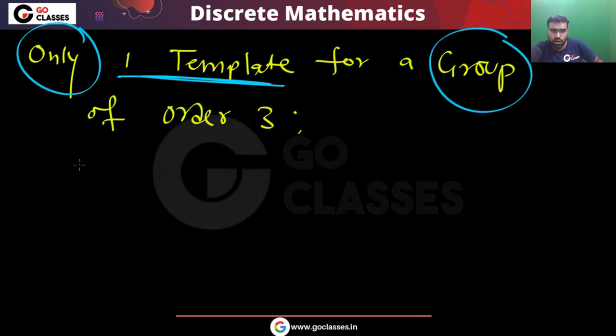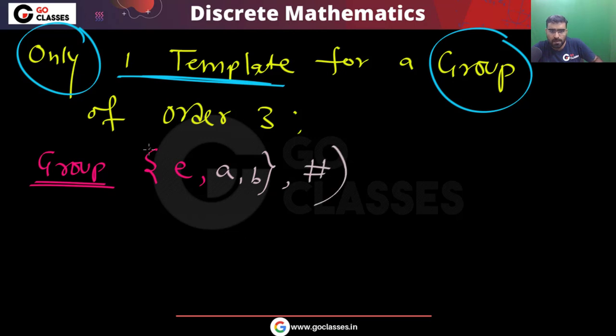And what is that? Let's assume you have a group of order 3. In a group you must have an identity element. So let's assume E is the identity element, and let's assume these are the remaining elements, A and B, and you have some operation. This is the operation.